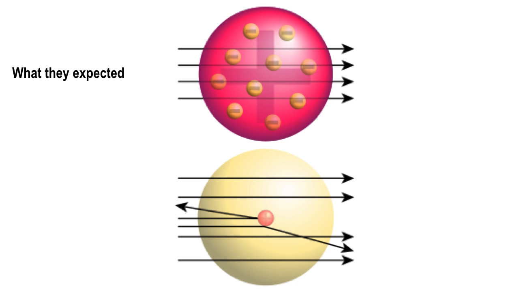So here's what they expected to find up here. Something, the alpha particles kind of zipping through there, and a positive blob with a bunch of little electrons in there, the plum pudding model. But what they found was that down here, they were getting these backscatters. So this arrow right here is the key arrow to remember. That's a backscattering.